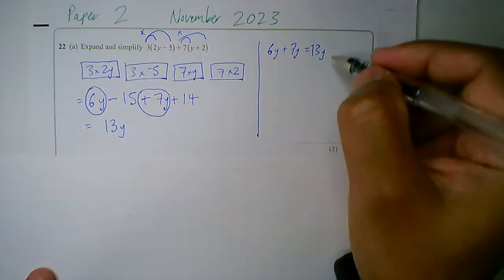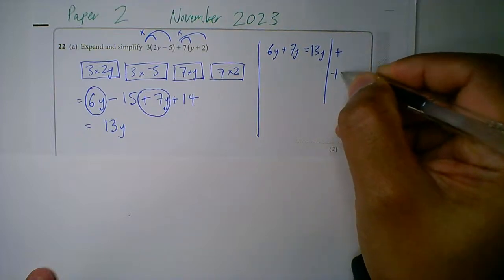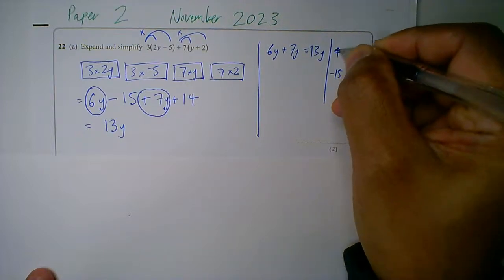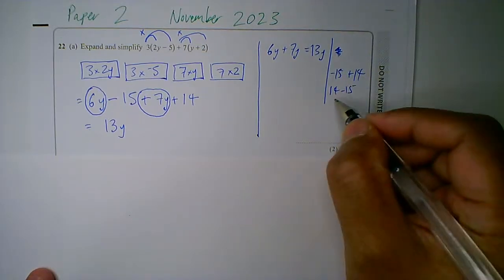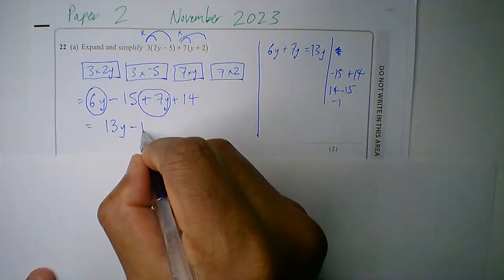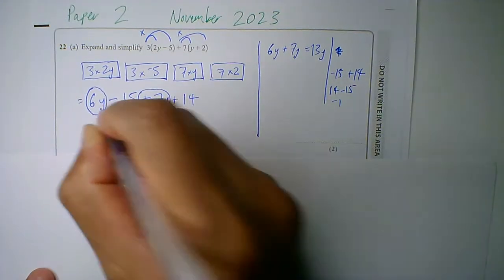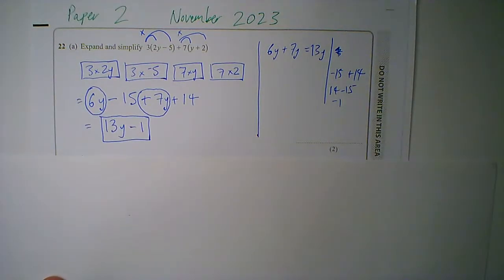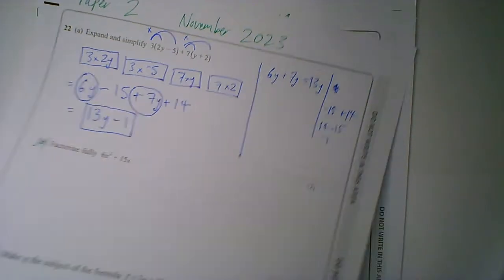And then you got minus 15 plus 14, sorry. I can swap them round. It's the same as 14 take away 15, which is minus 1. So it's minus 1. So that is my final answer. Did you get that right? Well done if you have. Okay, let's go to the next question.